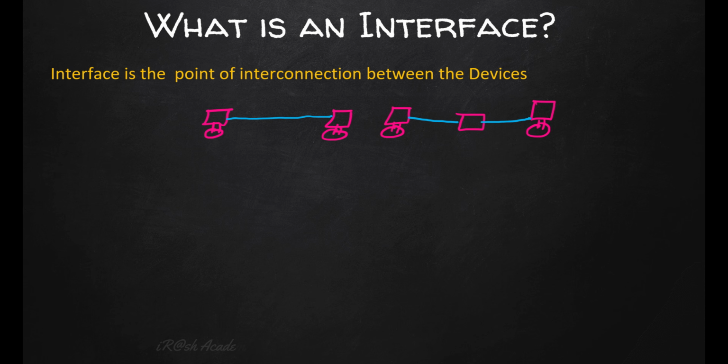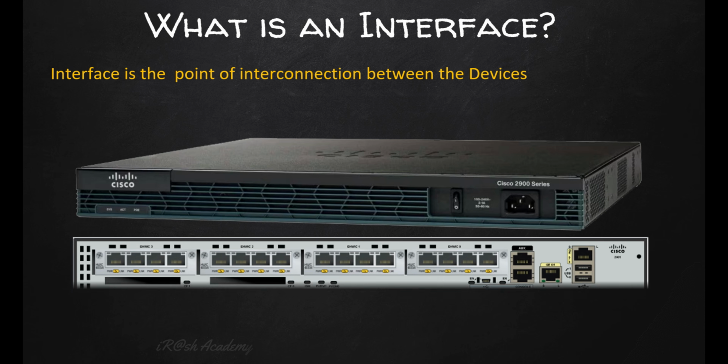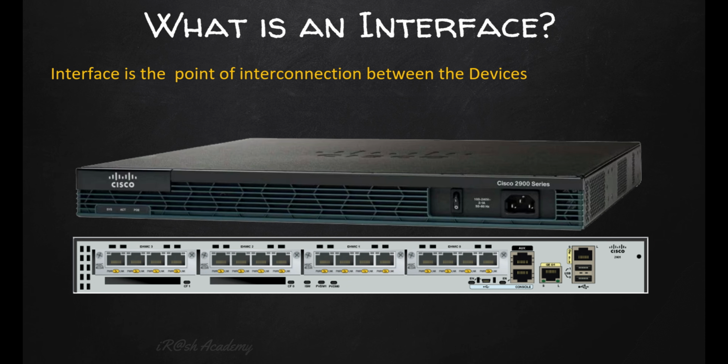Interface is the connection point that helps to create the network connectivity between multiple devices. Now let's take the Cisco 2900 series router as an example. This is the front side view of the Cisco 2900 router. And at the front side you can see the power socket and on/off switch. But where are the network ports? Where are the interfaces? In this router the interfaces are available at the back side of the router.